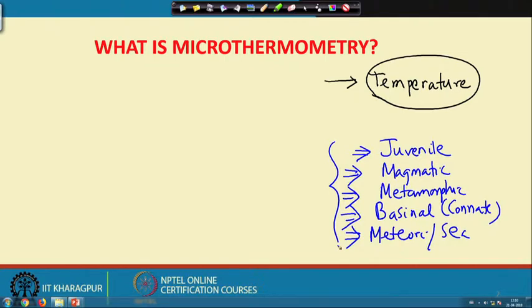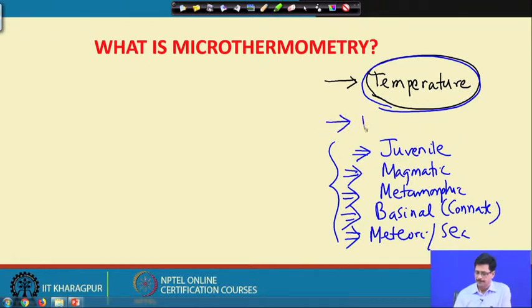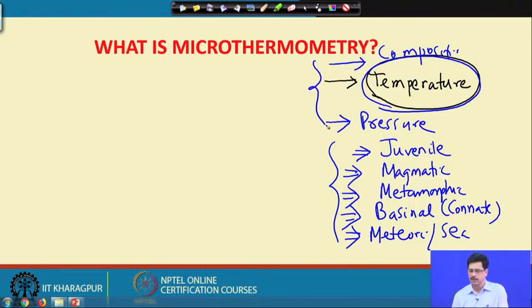And so, we essentially try to retrieve this temperature and also the other parameter, which is pressure, which we will be discussing later. So, temperature, pressure and composition. These are the three attributes that we are interested to work out for this fluid. And so, if we first take temperature, how do we go about it?